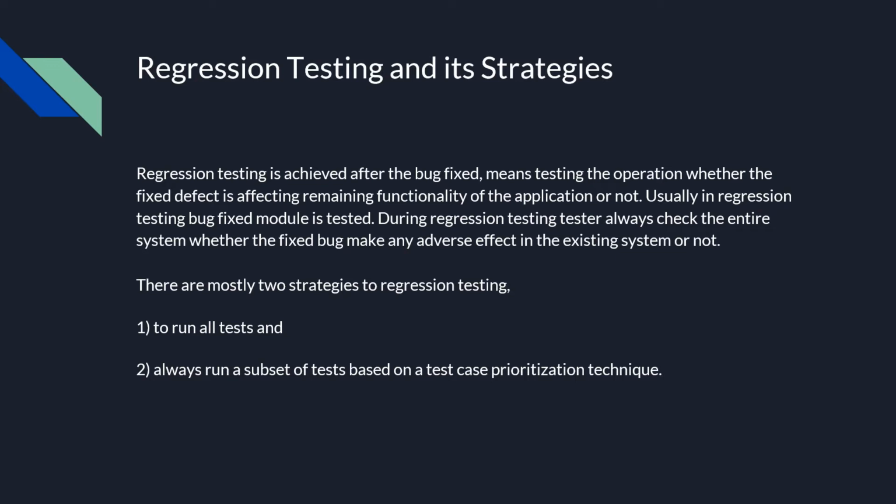Usually a bug fix module is tested through regression testing. During regression testing, the tester always checks the entire system to determine if the fixed bug caused any adverse effects to the existing system. These are the two most common strategies in regression testing: run all the tests, or run a subset of tests based on a test case prioritization technique.